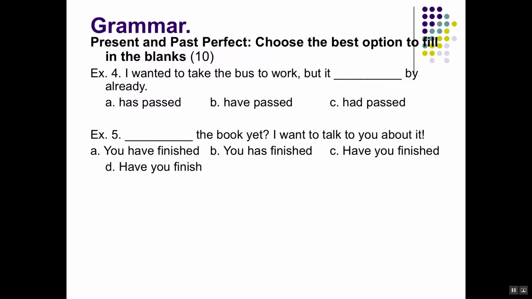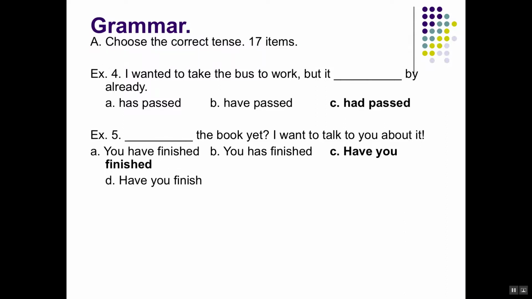There will be 10 items that ask you to fill in the blanks with the correct version of the present and past perfect. Here's some examples. Again, you can always pause and try the examples yourself, and then you're going to see the answers in the next slide. Example 4 says, I wanted to take the bus to work, but it blank by already. And number 5 says, blank the book yet? I want to talk to you about it. And I'm going to turn the slide so you can see the answers. The answer to number 4 is C, and to number 5 is also C. Again, there's review videos in the online portal where you can go back and review the present and past perfect.